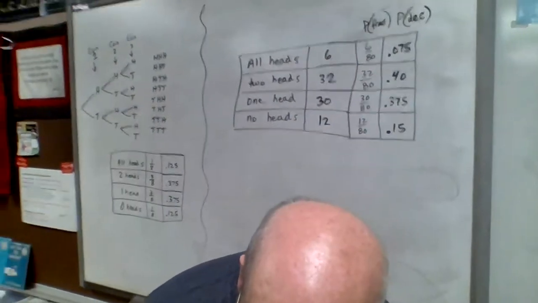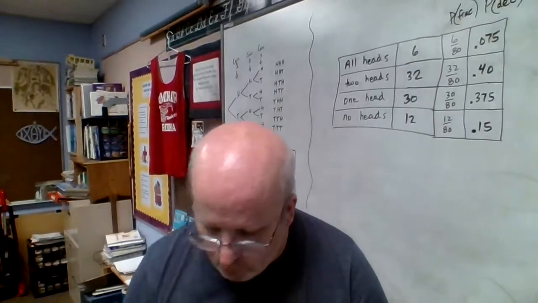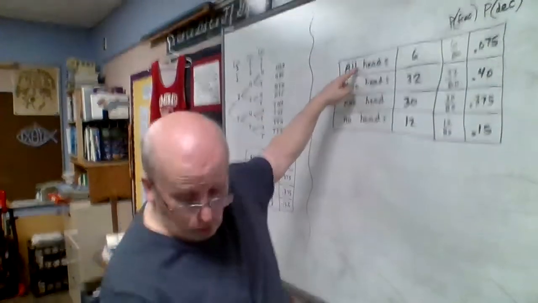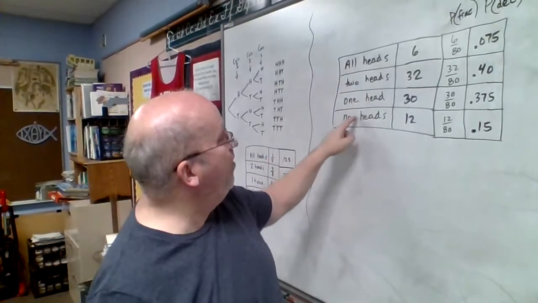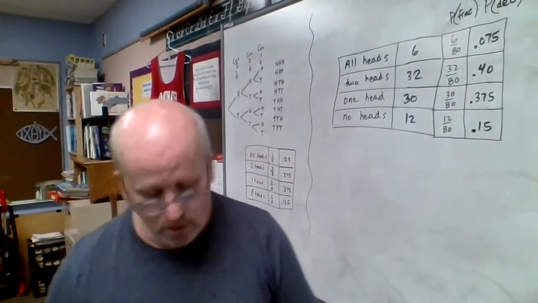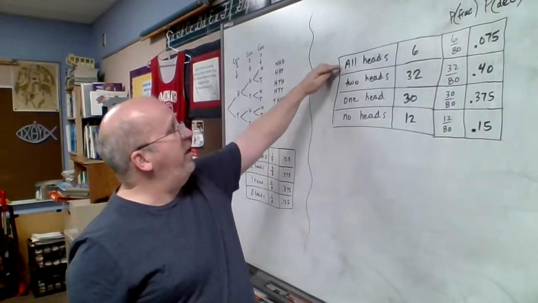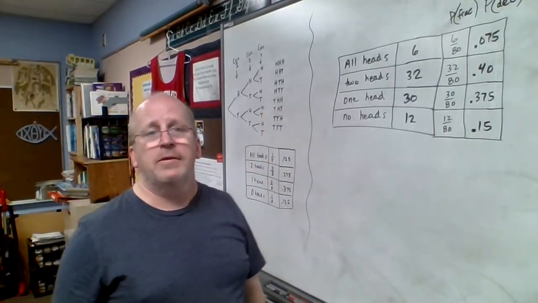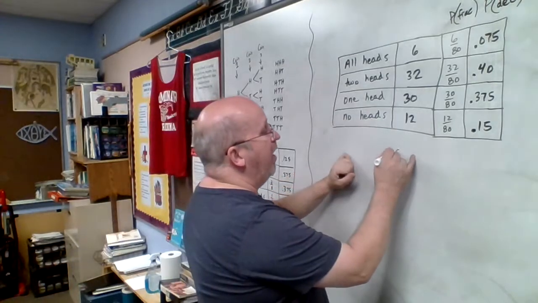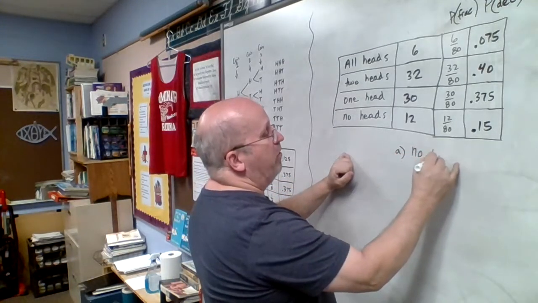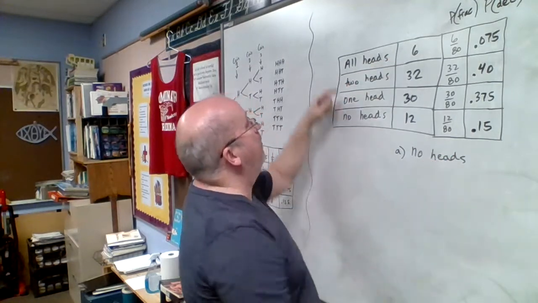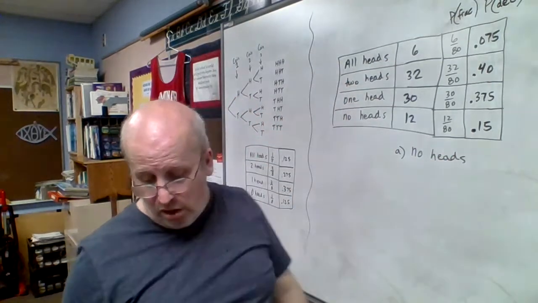If I said to you, is a person more likely to get all heads or more likely to get no heads, what would you say is the answer to that? Is a person more likely to get all heads or no heads? Well, hopefully you would say they're more likely to get no heads, because no heads is happening twice the amount of time when compared to getting all heads.